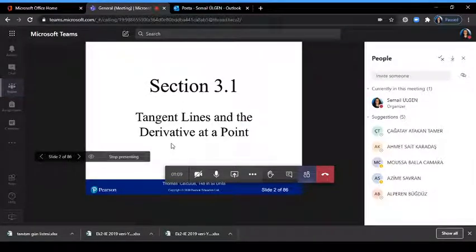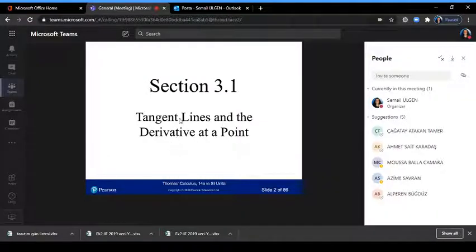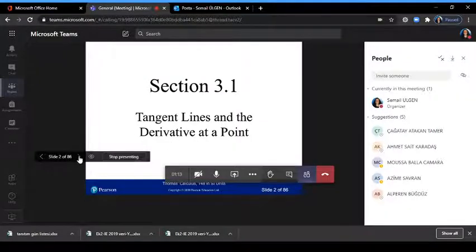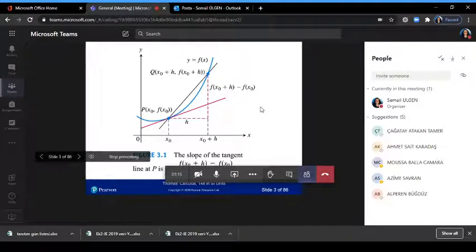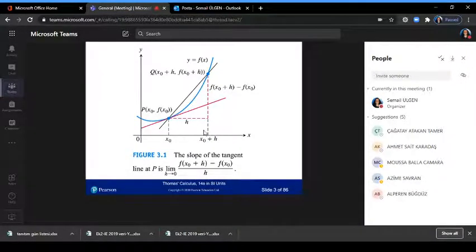Section 3.1 is about tangent lines and the derivative at a point. Tangent lines, we discussed before, but derivative at a point we have not discussed yet. Okay, so let's say the blue one is our curve, y is equal to f of x, and we are interested in finding the tangent line to the curve at the point P, (x0, f of x0). That's the only question to answer, okay?